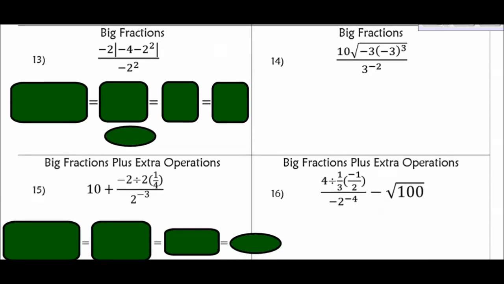All right, the next two have big fractions in them. This is a big fraction by itself. What I mean by a big fraction is just operations on top, operations on the bottom. This is the same kind of thing: operations on the top of the fraction, operations on the bottom of the fraction. So we have to do those separately. We're going to do everything on top, then divide it by whatever we get from the bottom.